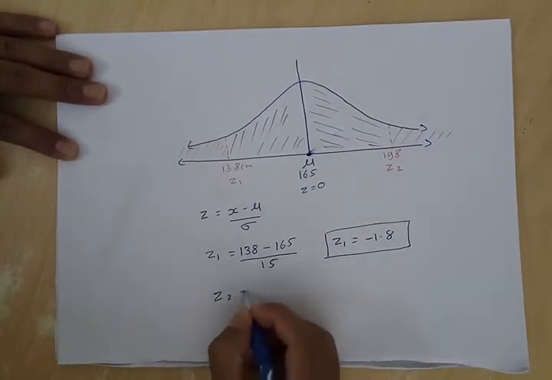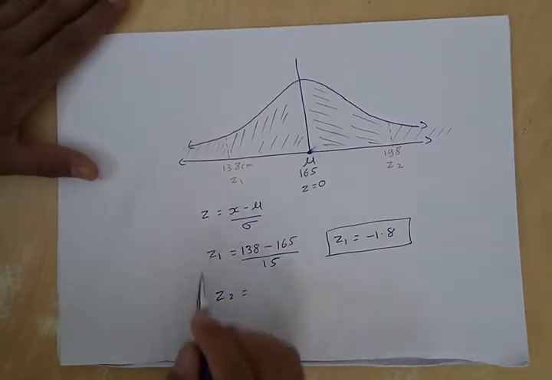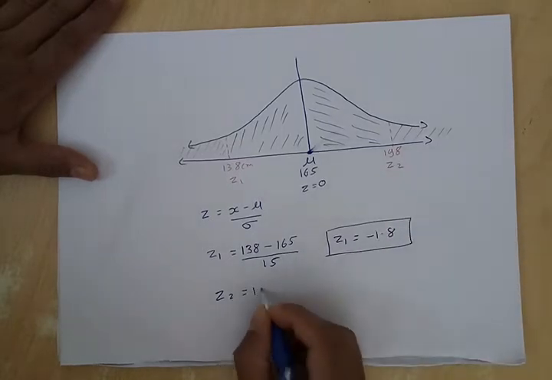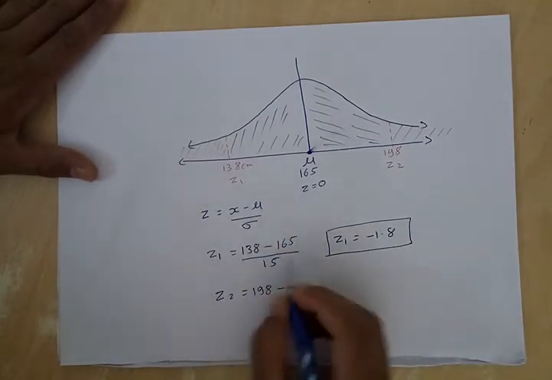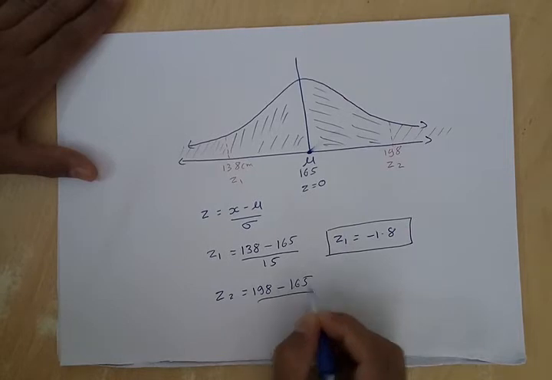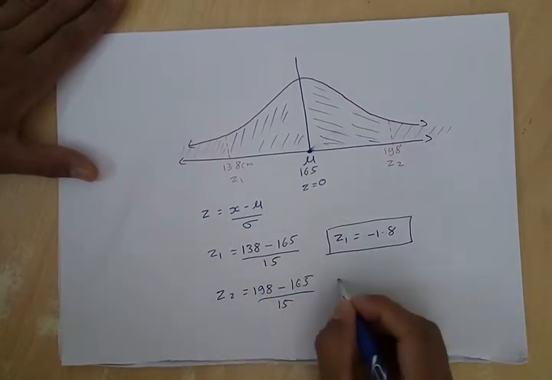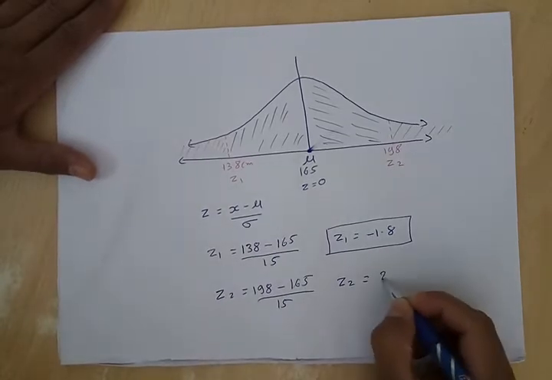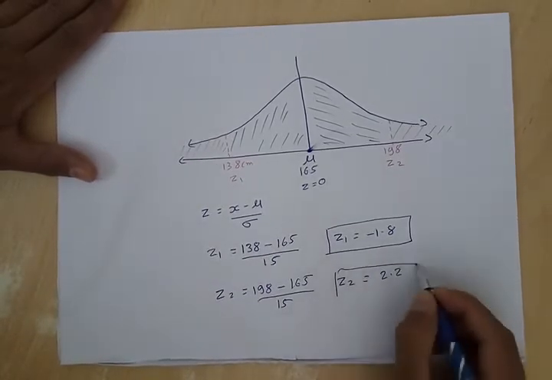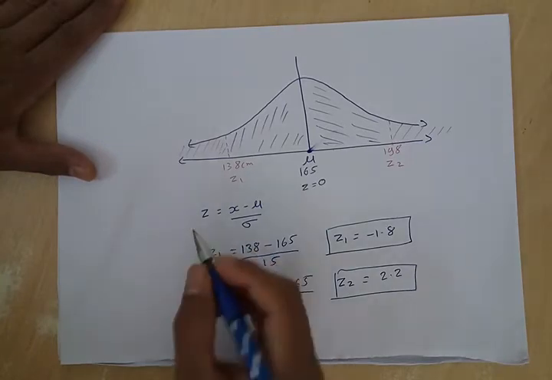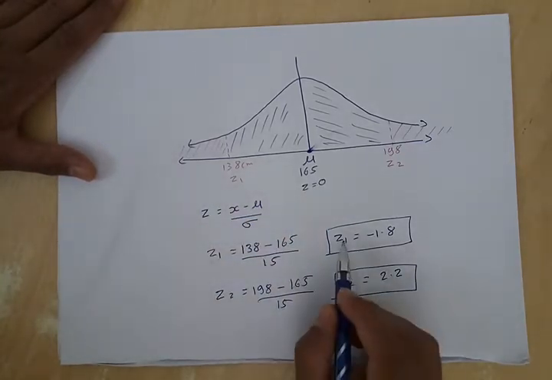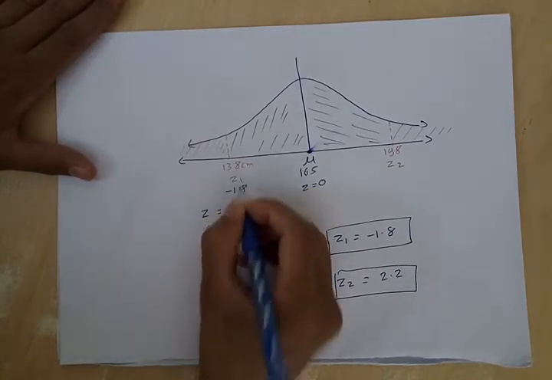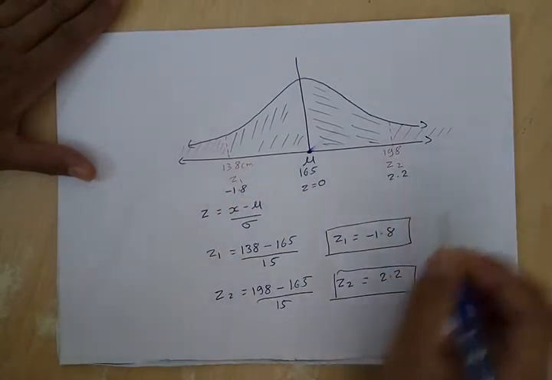Similarly, we can find z2. So to find z2, we will put the x value as 198 minus mu, which is 165, and sigma is 15. Now if you calculate this, the z2 value will be 2.2. Now we will write the appropriate z1 and z2 in this diagram. So it is minus 1.8 and 2.2.